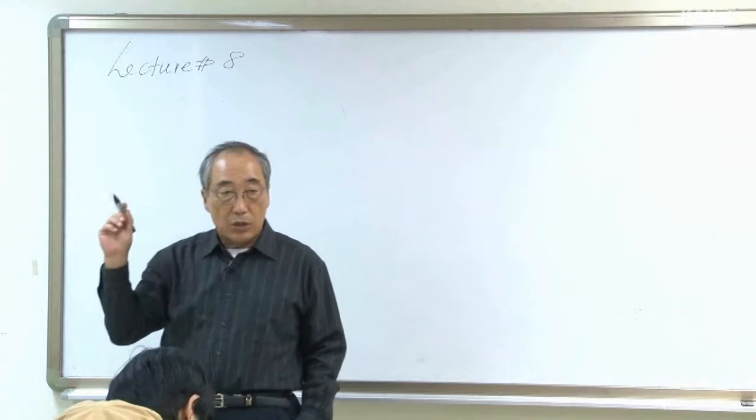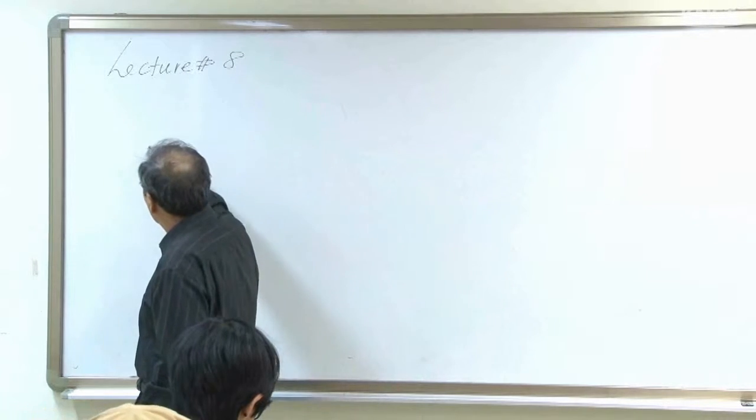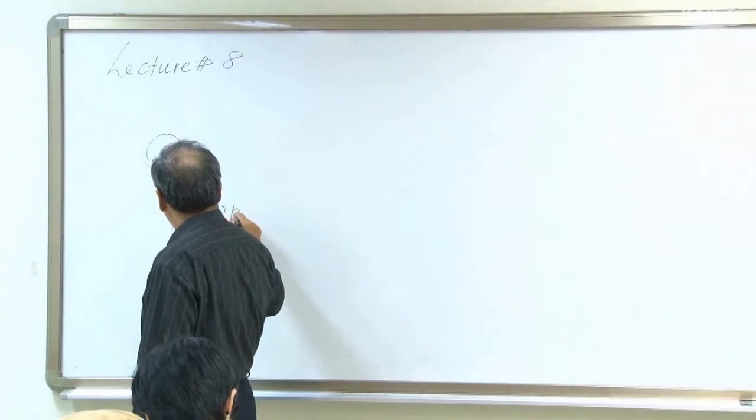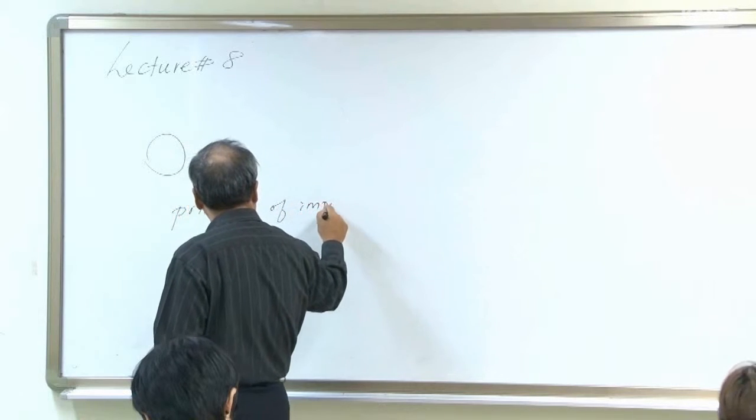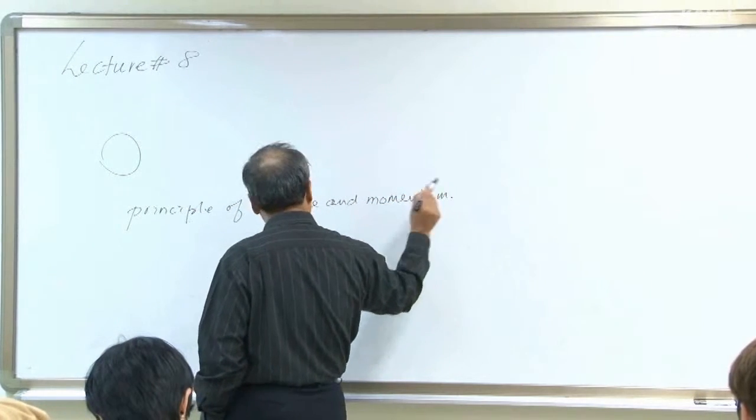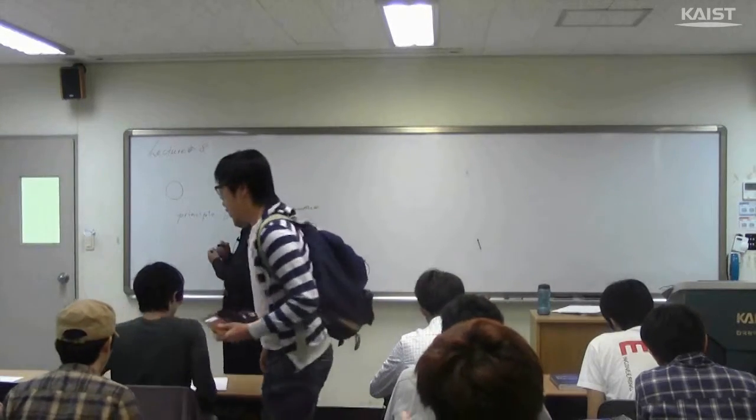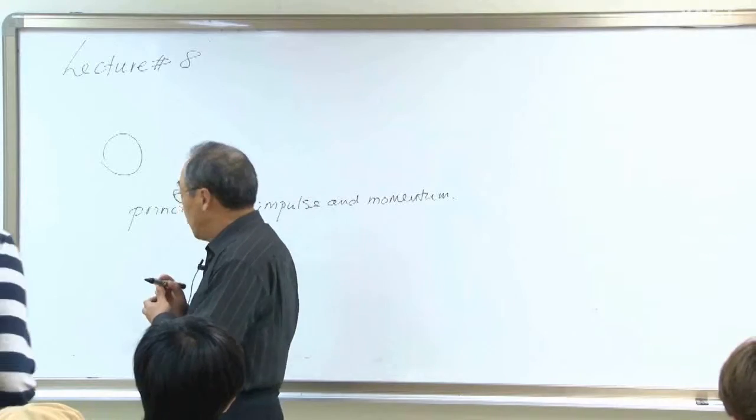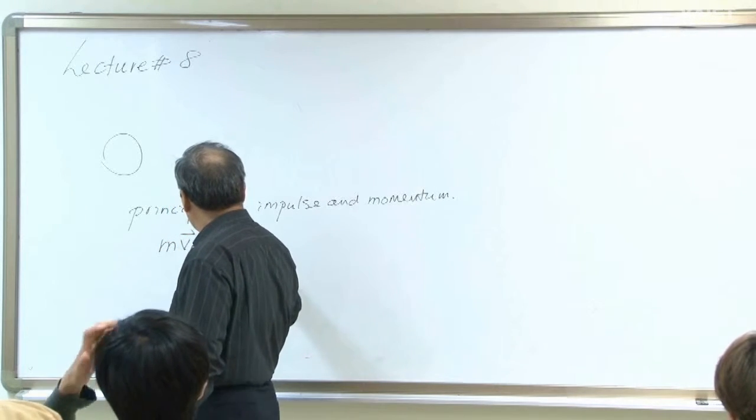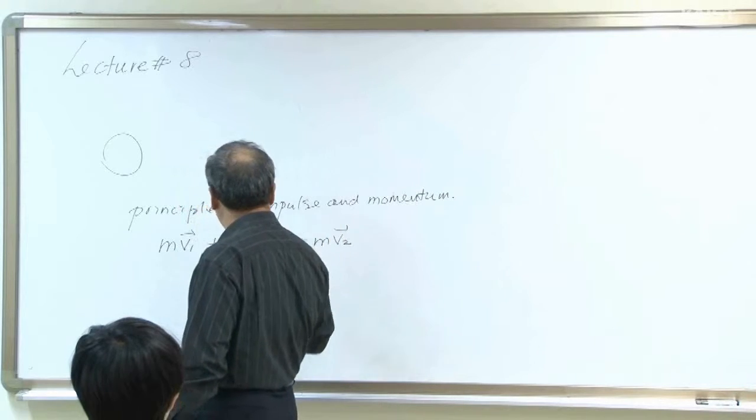Okay, last lecture we discussed the principle of impulse and momentum. And we can write the principle of impulse and momentum in mathematical form. Then I can write mv1 plus the impulse from 1 to 2 induces the change of linear momentum.